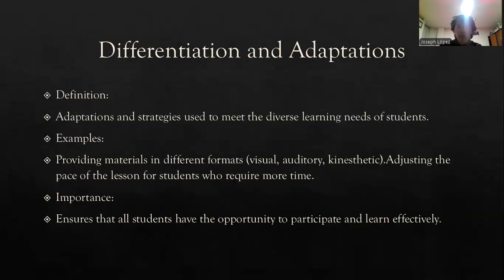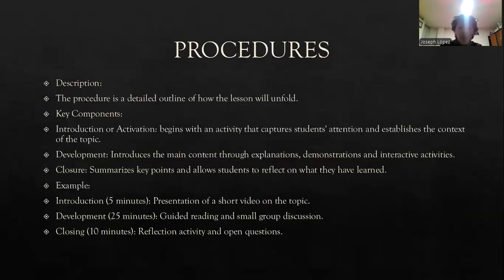Okay, the procedures. The procedure is a detailed outline of how the lesson will unfold. It begins with an introduction that captures the students' attention, follows with the development of content through explanation and activities, and ends with a closing that summarizes what was learned and reinforces the key points or questions that the students have.